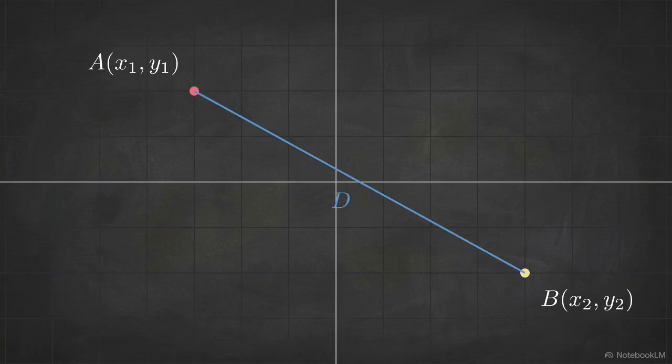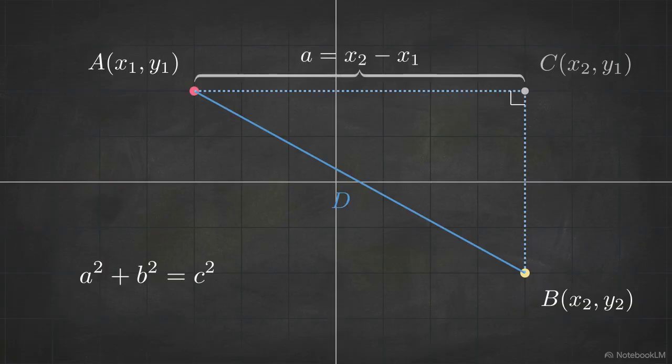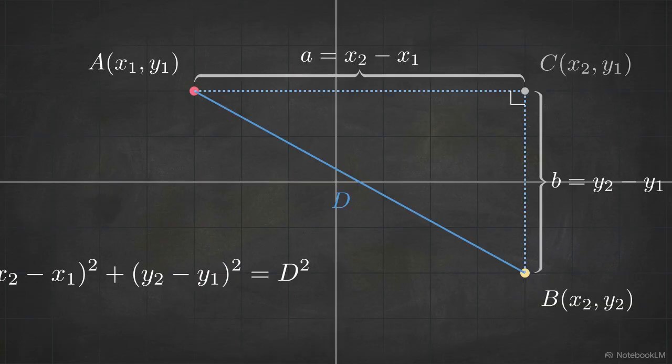To calculate the exact linear distance between them using only algebra, we first have to find a familiar shape. We drop a vertical line down from B and extend a horizontal line across from A until they intersect at point C. This projection creates a right-angle triangle, allowing us to invoke the Pythagorean theorem. The length of the triangle's horizontal base is exactly the difference between the points' x-coordinates, x2 minus x1. The vertical height is the difference between their y-coordinates, y2 minus y1.